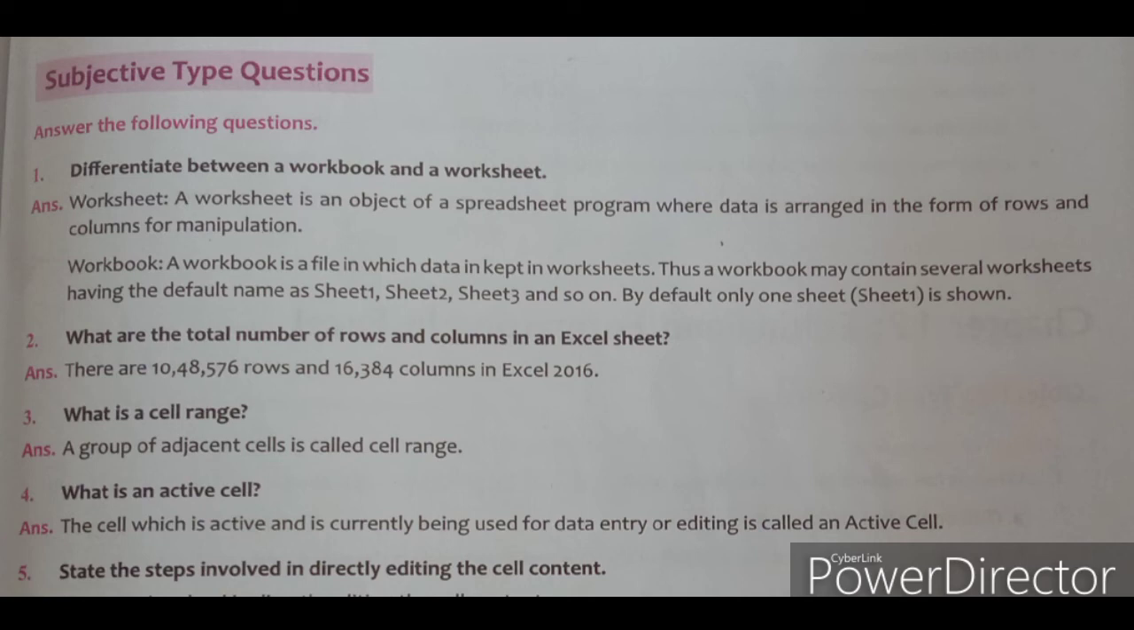What are the total number of rows and columns in an Excel sheet? There are 10,48,576 rows and 16,384 columns in Excel. What is a cell range? A group of adjacent cells is called a cell range. What is an active cell? The cell which is active and currently being used for data entry or editing is called the active cell.